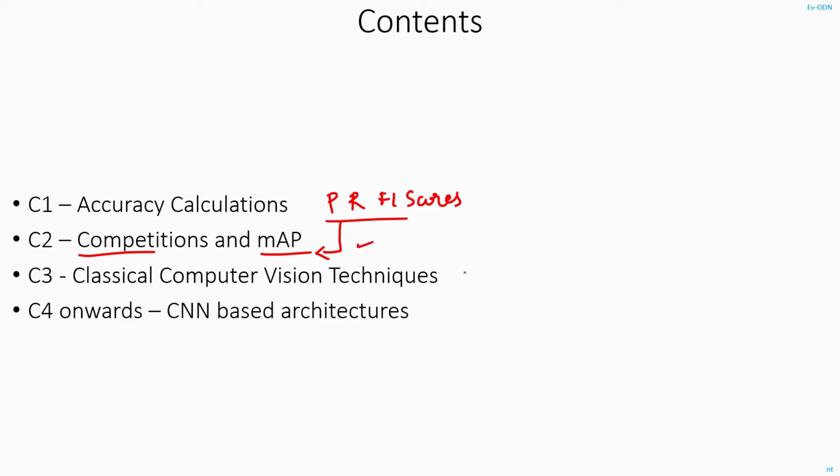In the third chapter, I'll be discussing the classical computer vision techniques like HOG, DPM, etc. And from the fourth chapter onwards, I'll be discussing the CNN-based architectures. If you're not new to this field, I believe that you'll already be aware of many of these concepts. If so, feel free to skip them and directly start from the fourth chapter.